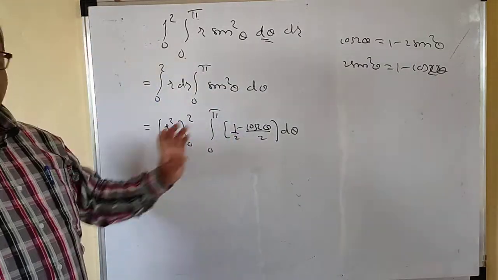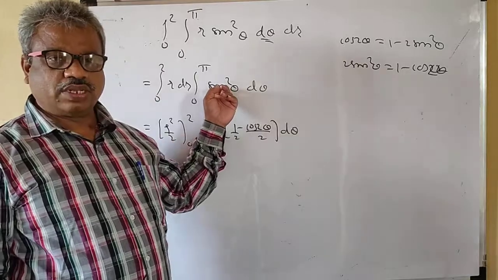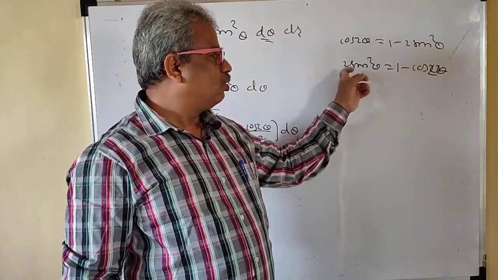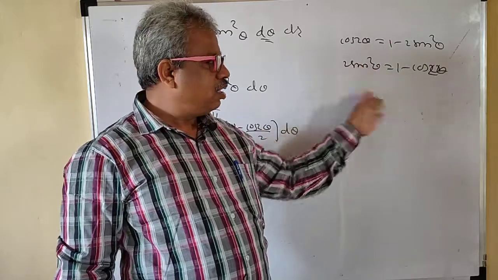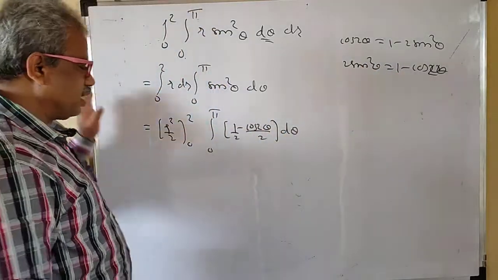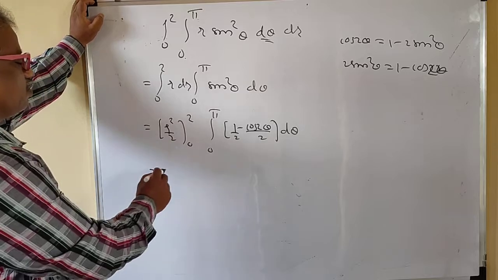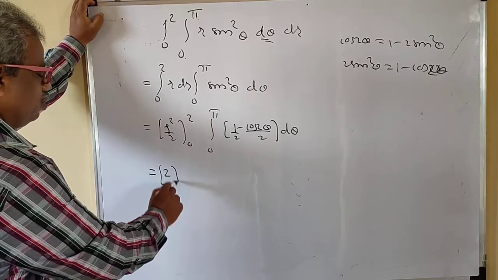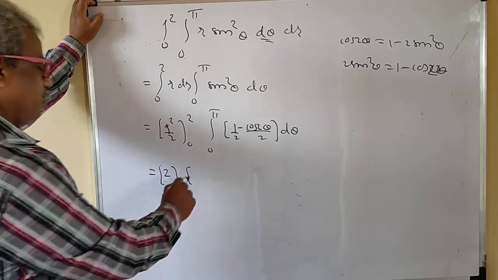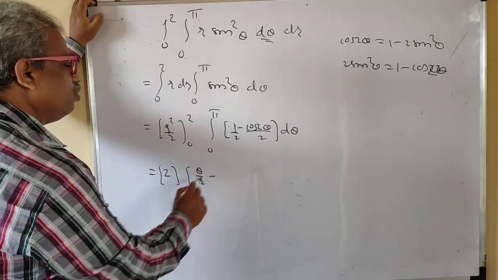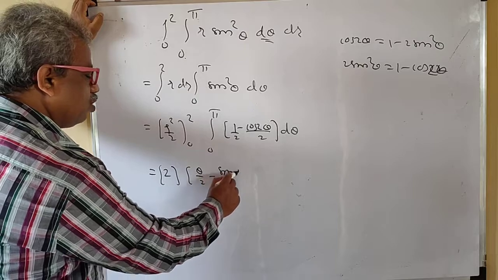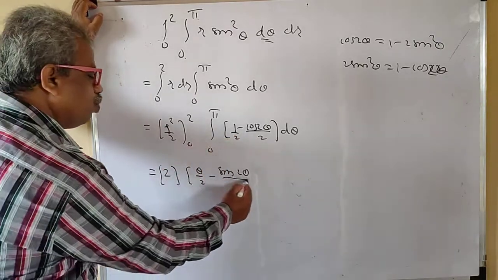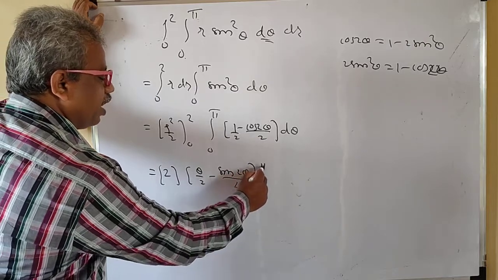So now this is integrable. Similarly, if cos square theta is there, then 2 cos square theta is 1 plus cos 2 theta. You will only have to write a plus sign over here. So this is r square by 2, and if you put the limits, this is 2 now. This will be 2 into, and I integrate this: theta by 2 minus sin 2 theta upon 4, from 0 to pi.